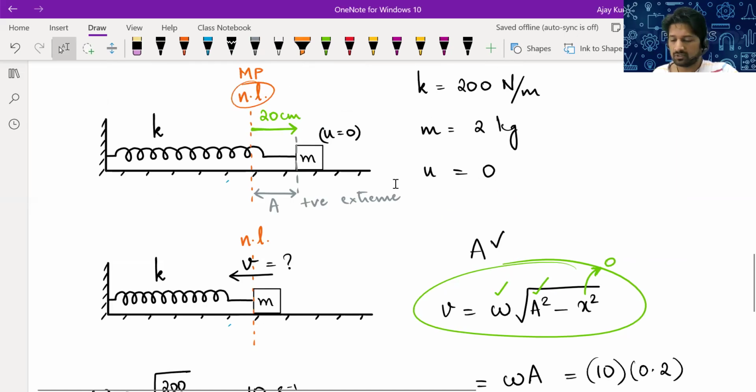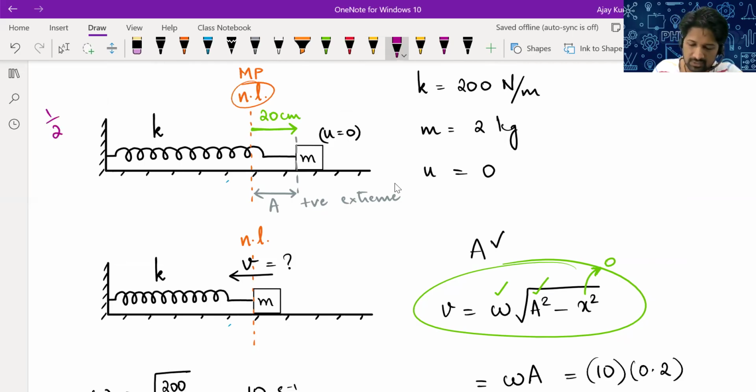Okay. Had you solved this using mechanical energy conservation, you would have written something like this. Initially, the mechanical energy was in the form of energy stored in the spring. Energy stored in the spring is half k x square, 0.2 whole square. Finally, it gets converted to kinetic energy of the block because you wanted its speed when the spring comes to natural length. At natural length, spring won't store any energy. So all of it gets converted to kinetic energy of the block, half m v square.